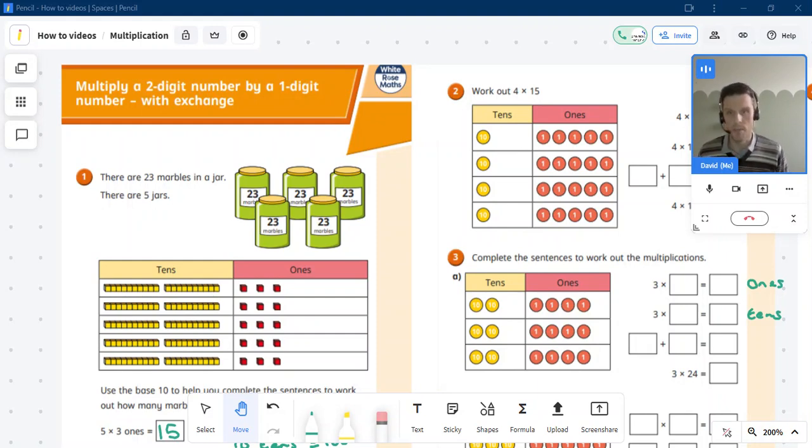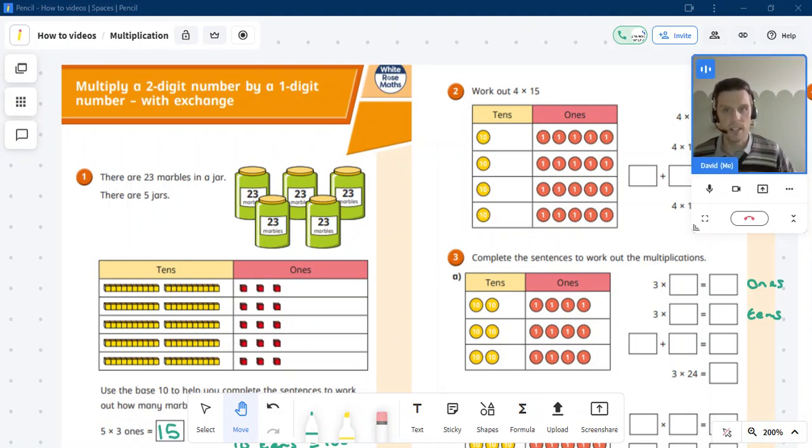Now we need to combine them. Now remember, 6 10s is the same as 60. So we're going to write 60 there because that's the value of them. Plus the 18 1s, 60 plus 18 is 78. So therefore, 26 times 3 equals 78.